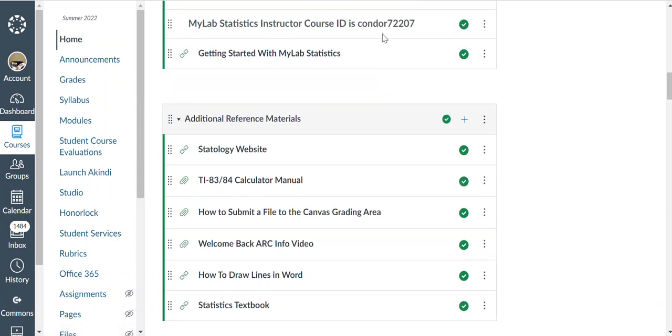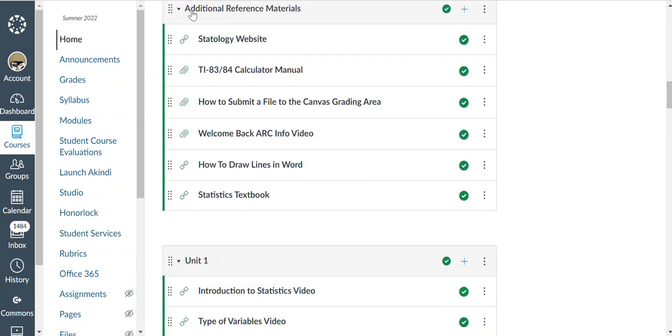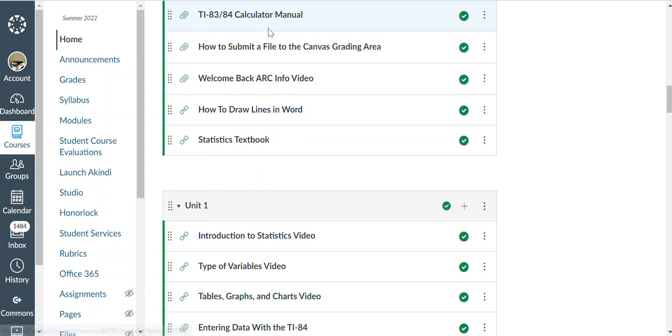And even if Pearson doesn't seem to have the information you like, there's additional reference materials here. This Statology website is one of the best ones I found for the elementary statistics course. So here's more information, and this is the link to take you there. There's a manual that I wrote for the TI-84 for help there, and the link to the textbook if you want to buy the hardcover book.